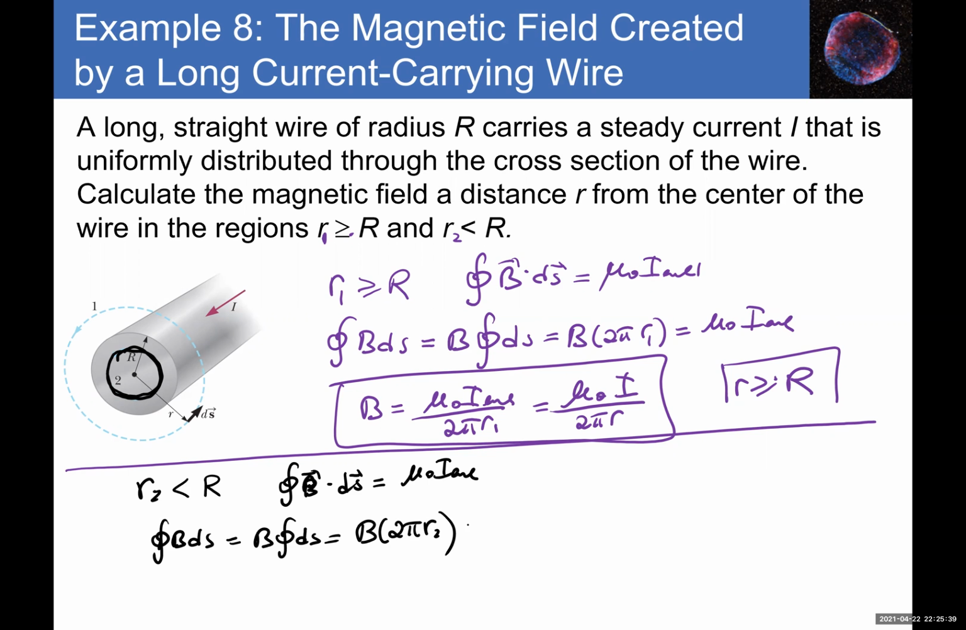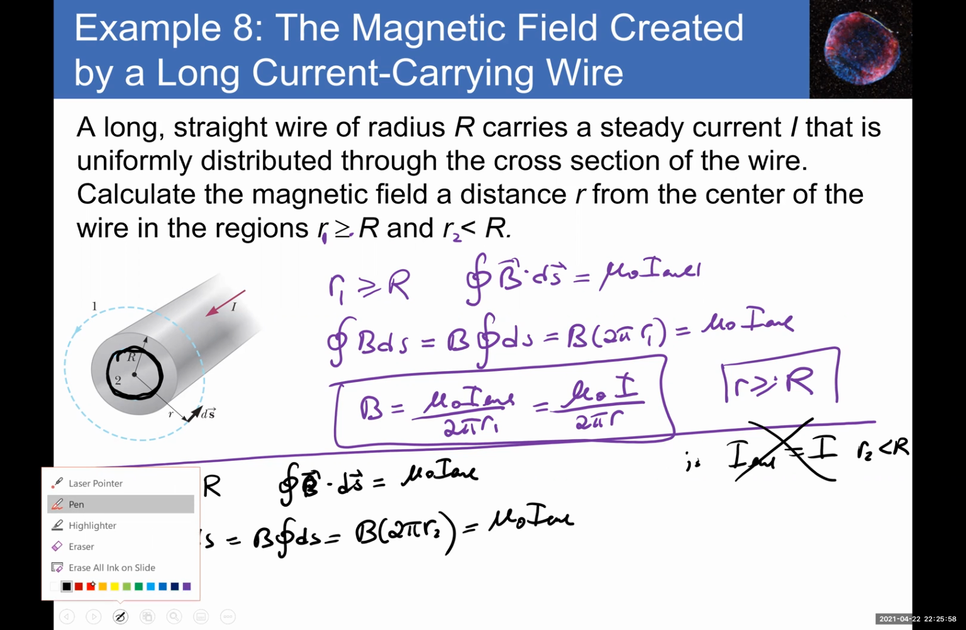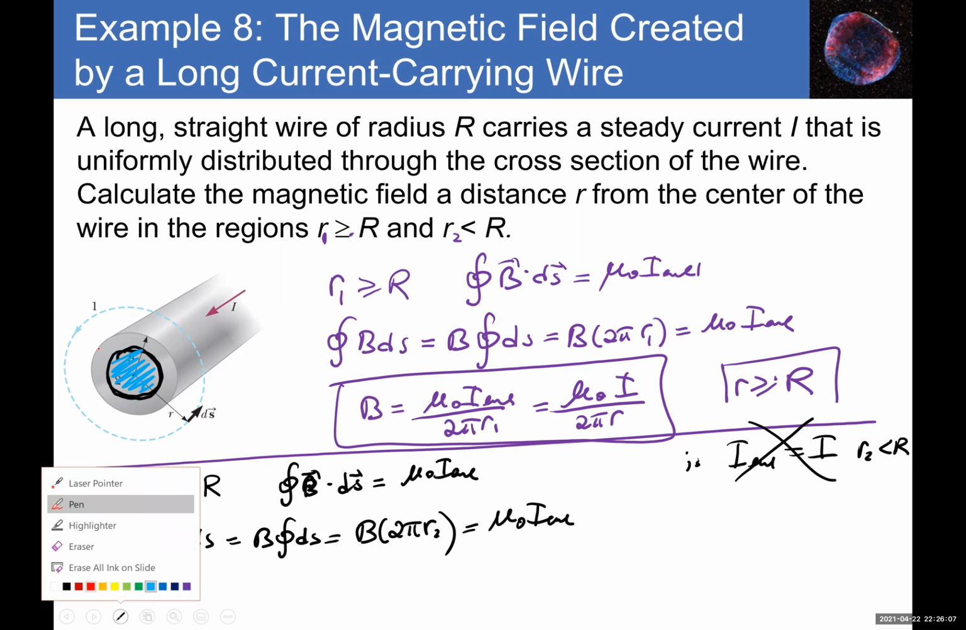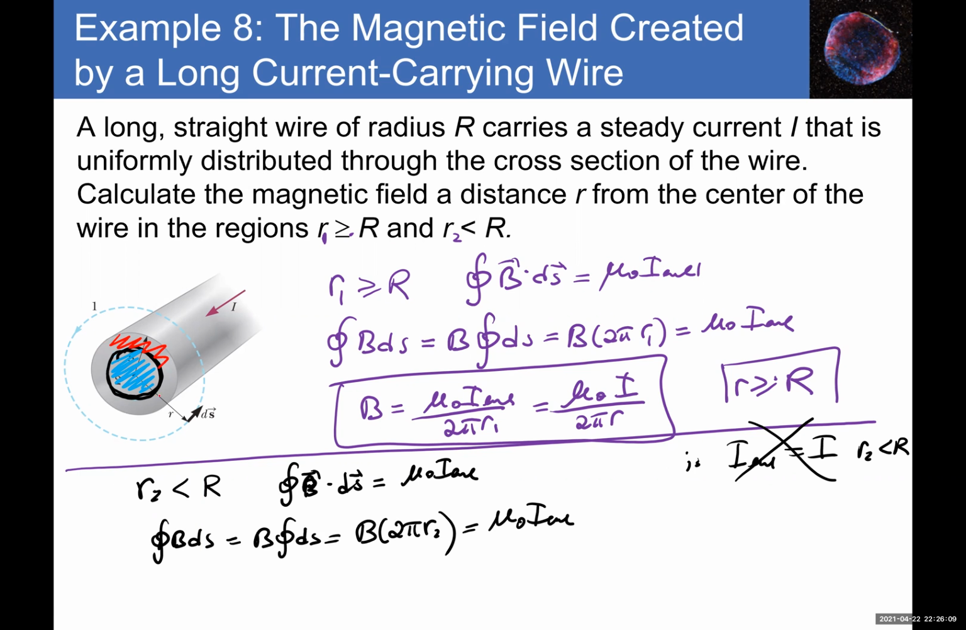Now let's look at the right side of the equation. It equals mu naught times I enclosed. The question here is, what is I enclosed? Is I enclosed equal to I? Well, no, not for R2 less than the radius. Because the current enclosed in my loop will be this much current, and the current that is not part of the loop will be all that red.